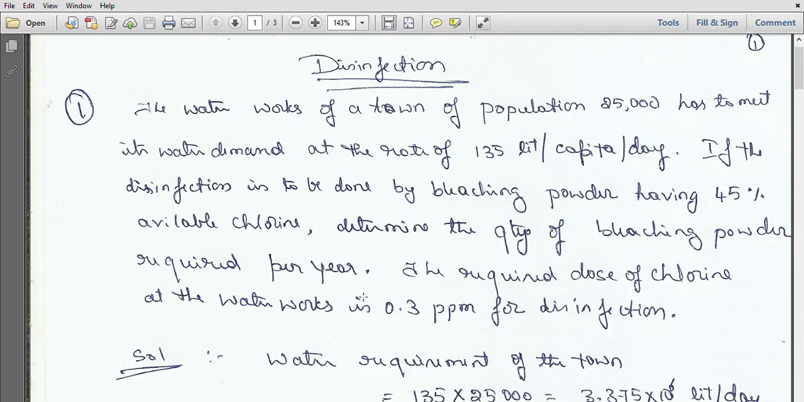Hello friends, today we are going to see the problems on disinfection. First, let us take down the first problem on disinfection.